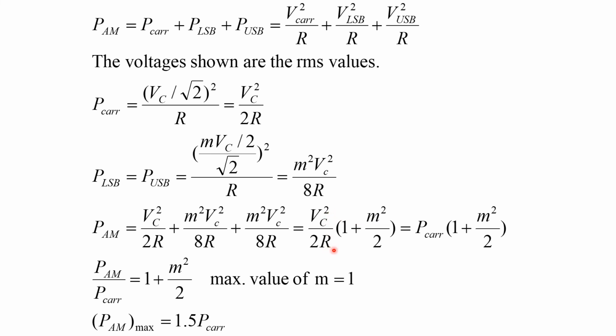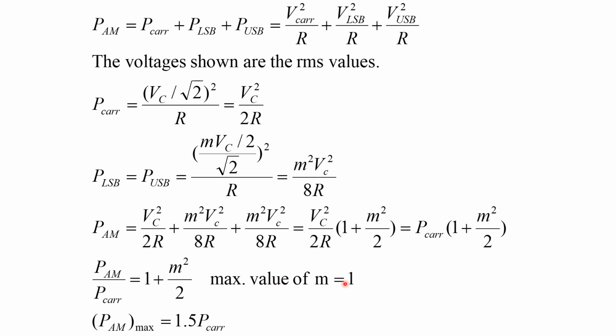Vc squared divided by 2R is the power needed to transmit the carrier only. If it had been only the carrier wave, then the power required would have been P carrier. So it is P carrier into 1 plus m squared by 2, where m is the modulation index.